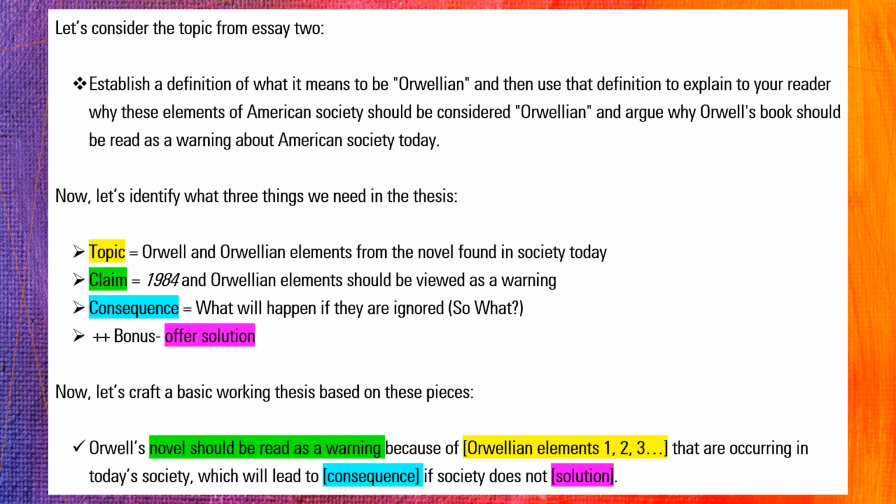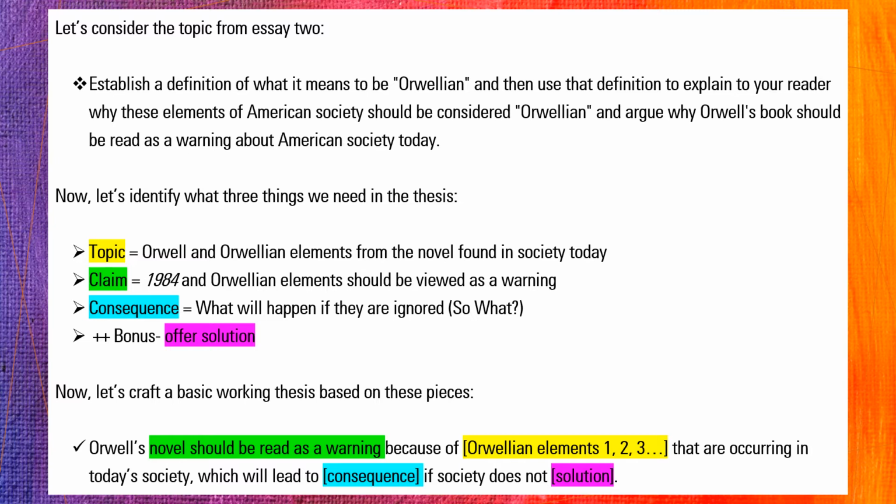Now let's craft a very basic thesis. Orwell's novel should be read as a warning because of Orwellian elements 1, 2, and 3 that are occurring in today's society, which will lead to consequences if society does not solution.